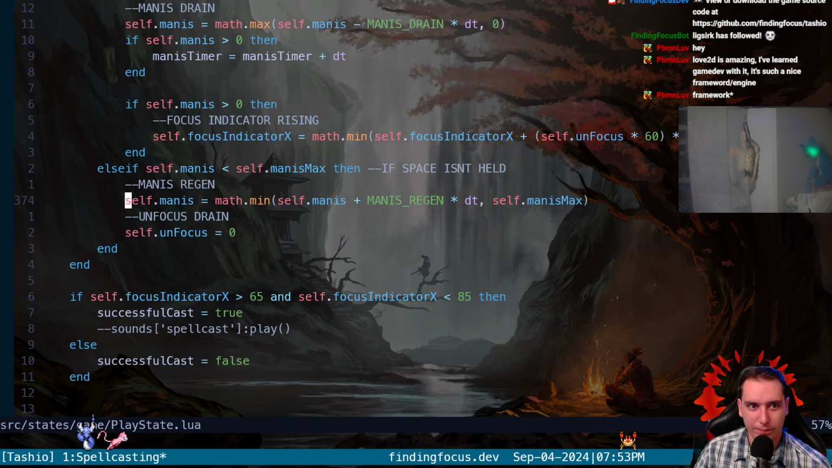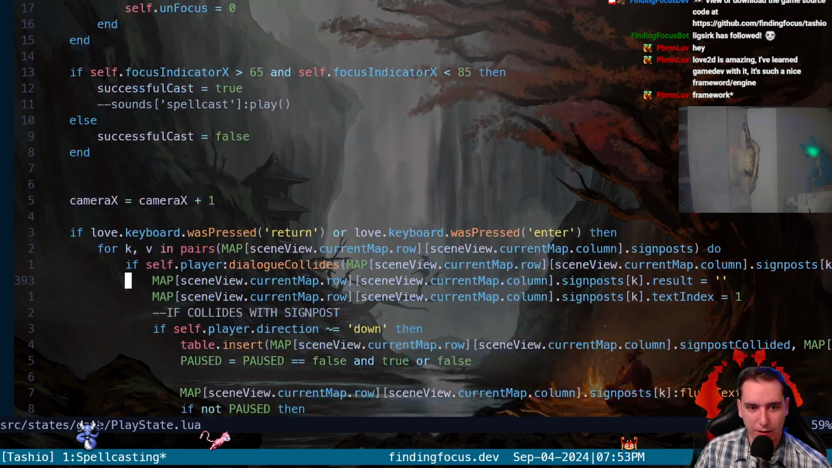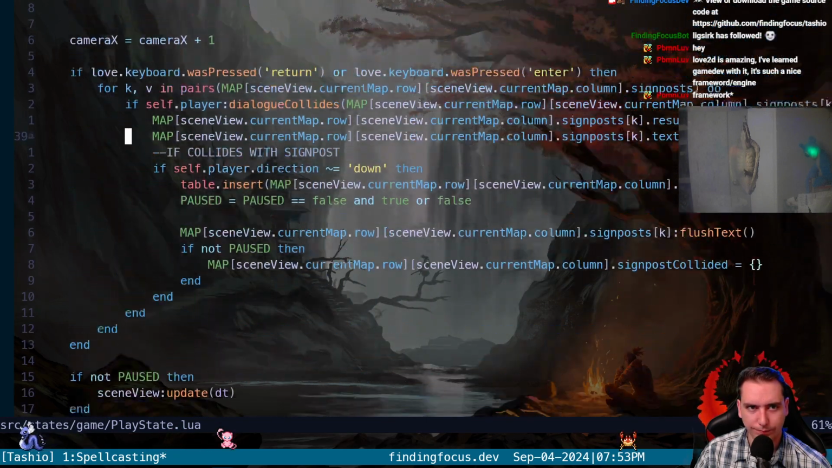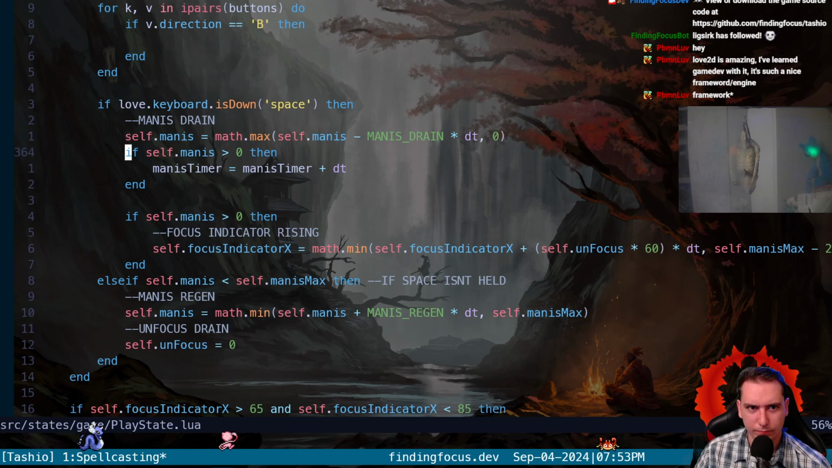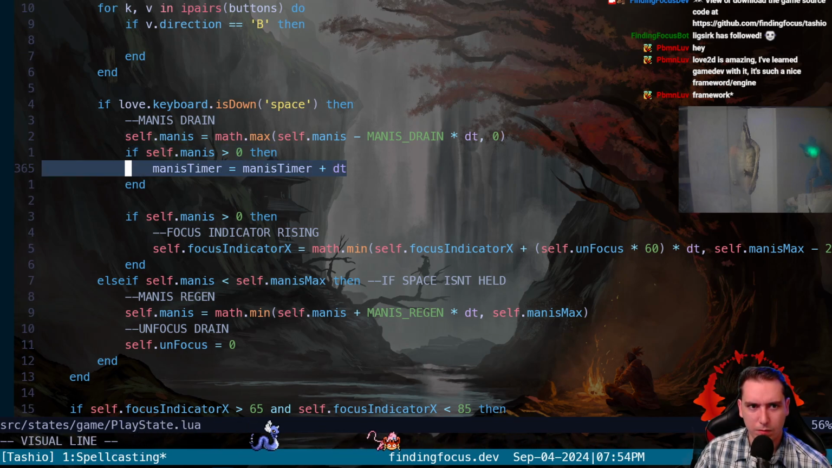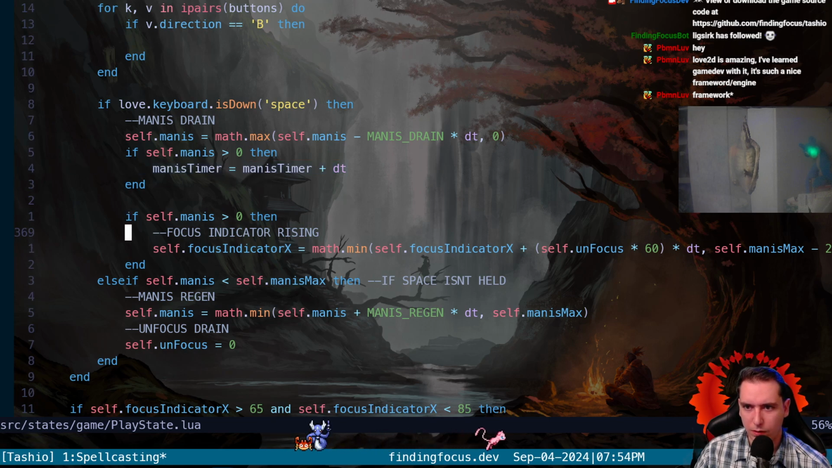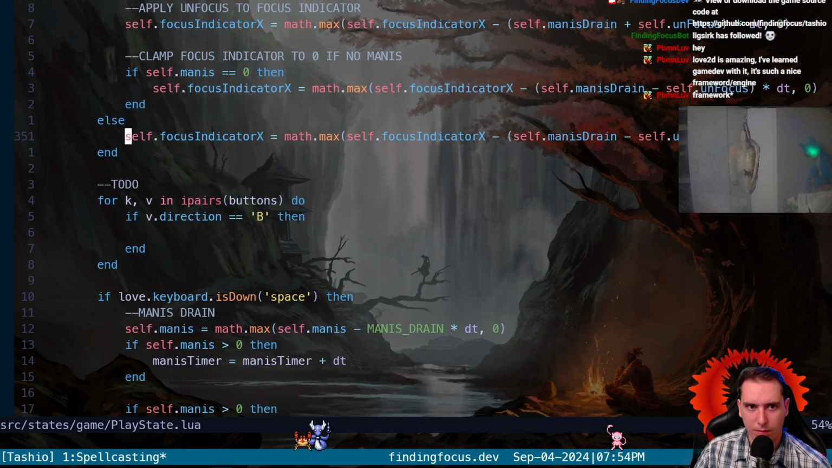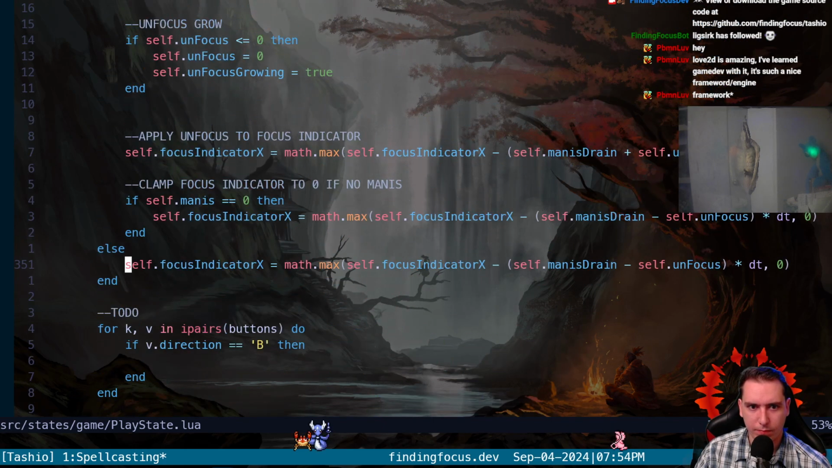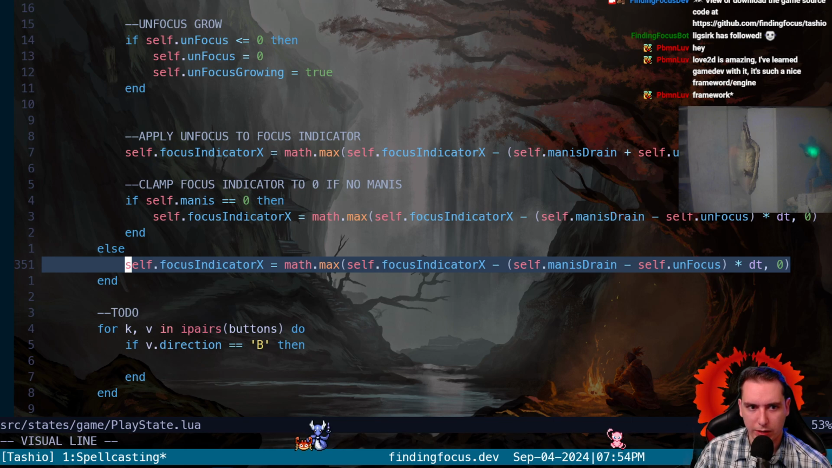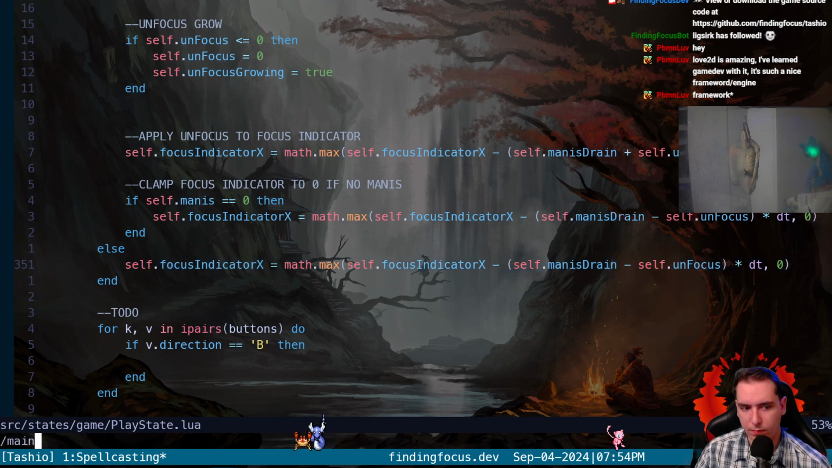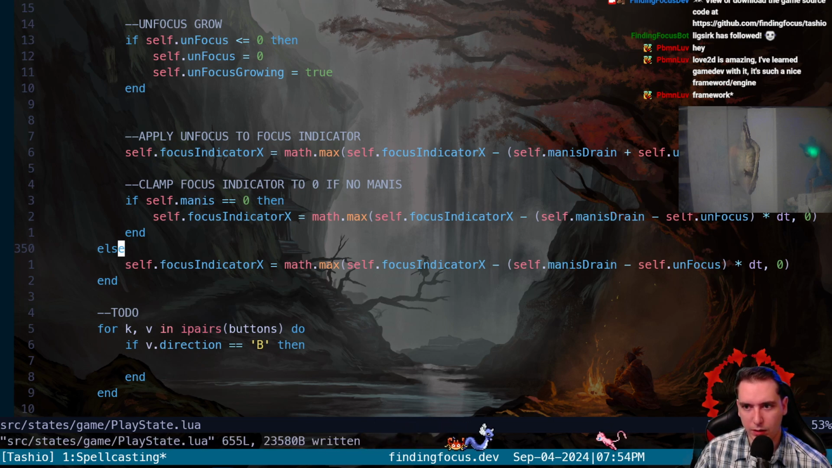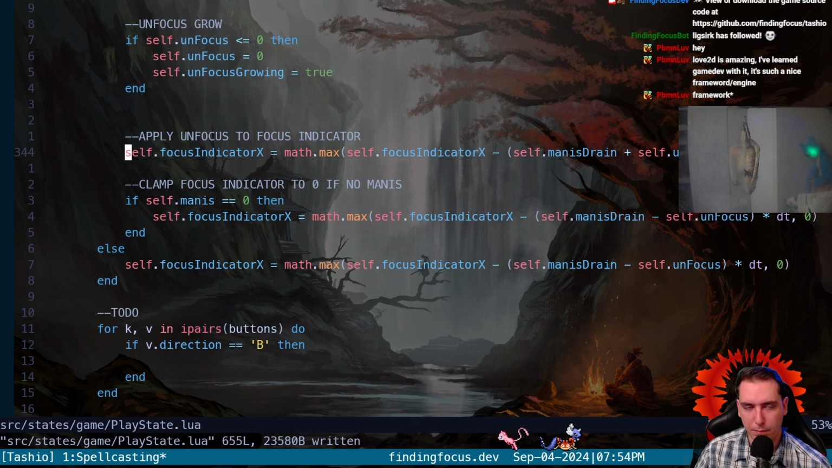We need to drain it. Focus indicator drain, where is that? If mana is greater than 0, okay, that's just our timer. Okay, here's the drain. Mana drain. No, mana drain is different than focus indicator. Okay.